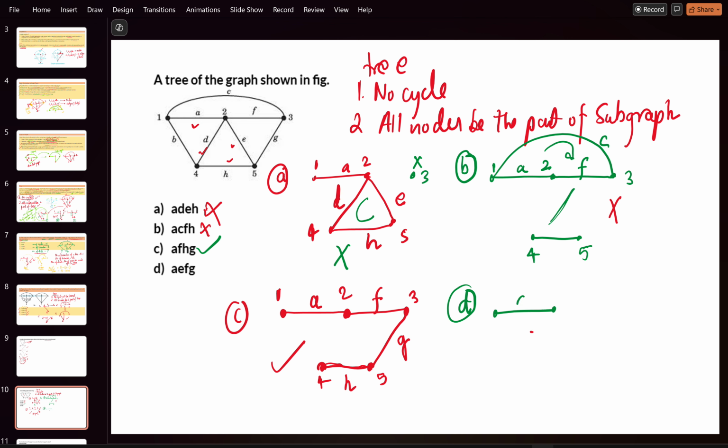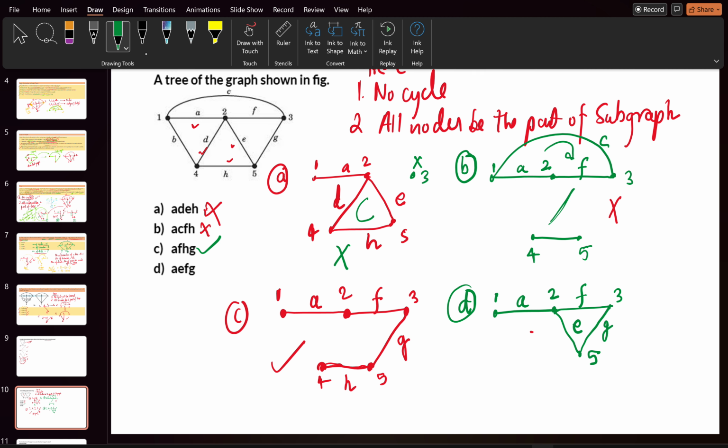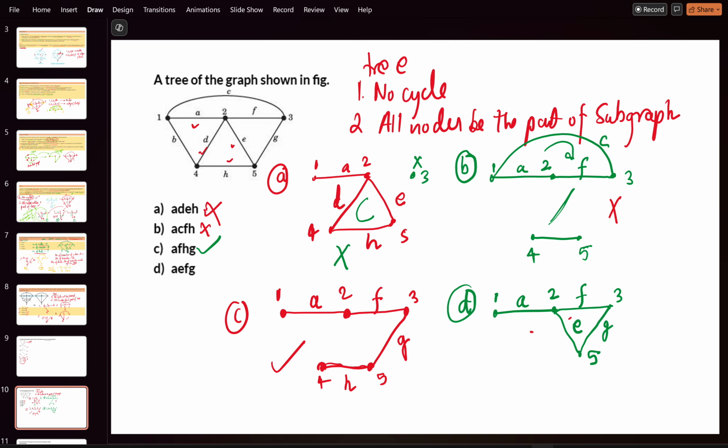D, if you see, A is the connecting point between the 1 and 2 node. E is basically the connecting point between the 2 and 5. And also F, F is the connecting point between the 2 and 3. And G, G is basically the connecting point between the 5 and 3. So here also one loop is being formed. If you can observe, this is the loop. So this is not a correct option for a tree.